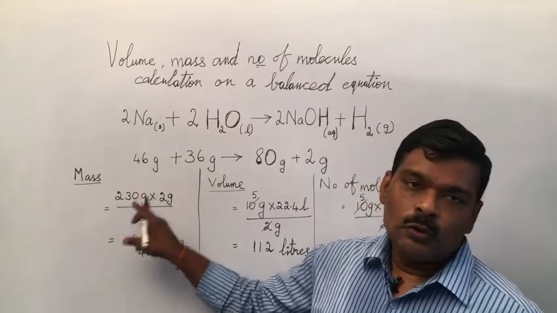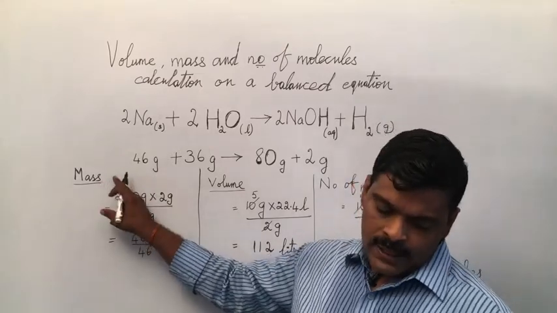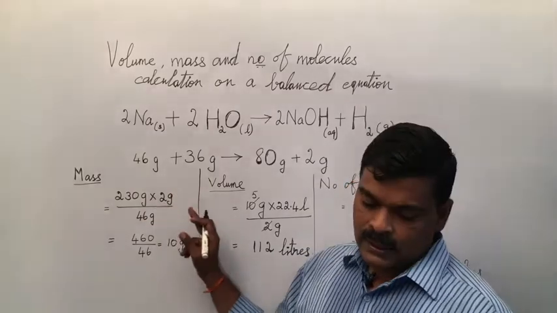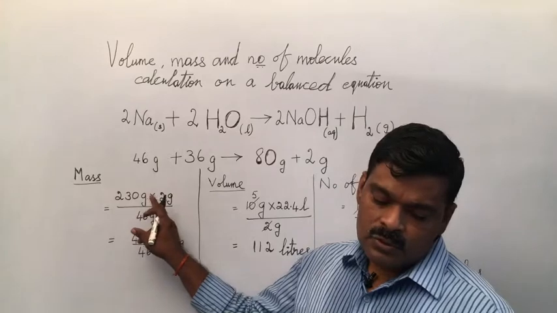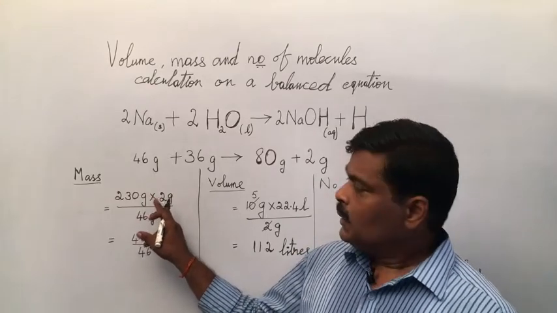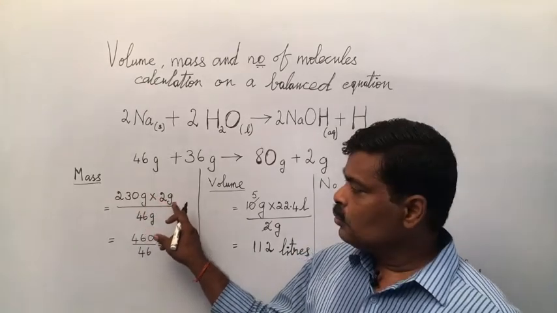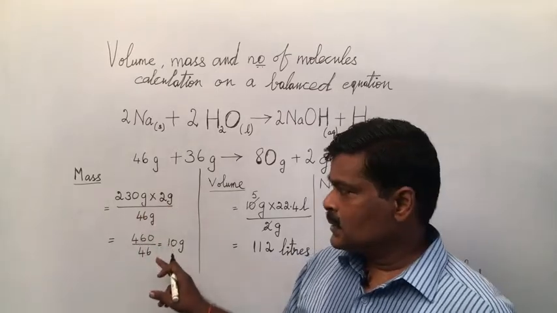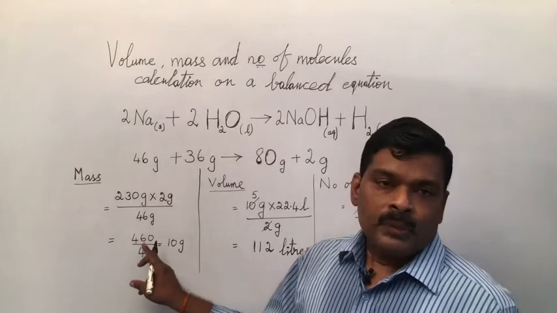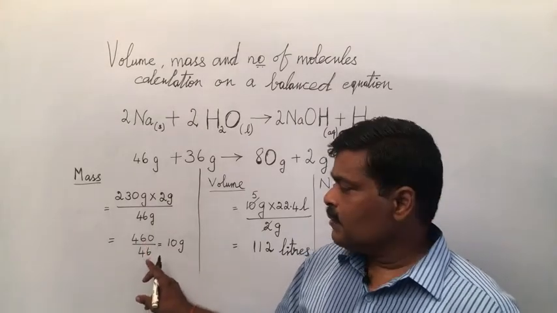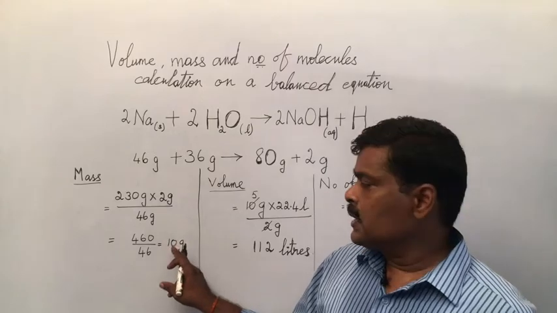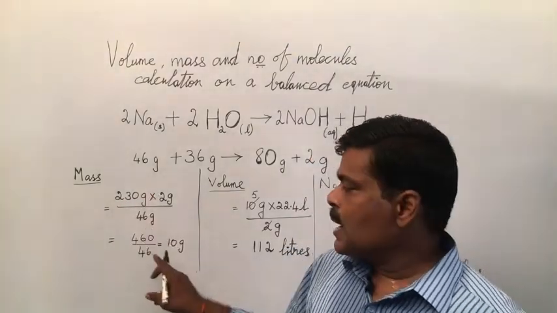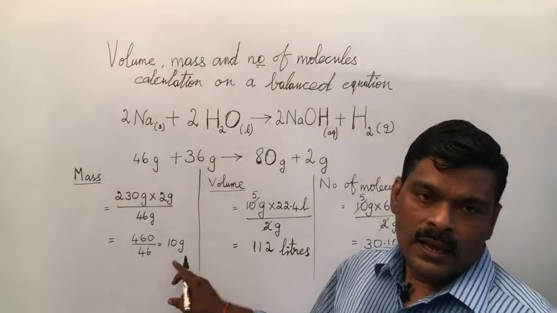From that they asked to calculate the mass of hydrogen involved in this reaction for 230 grams of sodium. When calculating the mass, 46 grams of sodium gives 2 grams of hydrogen, then 230 grams of sodium gives 230 into 2 grams divided by 46 grams, by cross multiplication. This is 460 divided by 46, and after cancelling it gives 10 grams of hydrogen. So 230 grams of sodium reacted and released 10 grams of hydrogen gas.